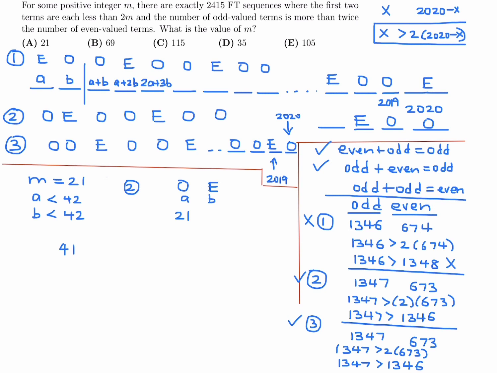B is an even number, and B is less than 42. How many even numbers are there less than 42? Well, you're starting with 40, and then basically from 1 to 40, how many even numbers? Well, you can just divide by 2. That makes it easy, right? That gives you 20. So 20.